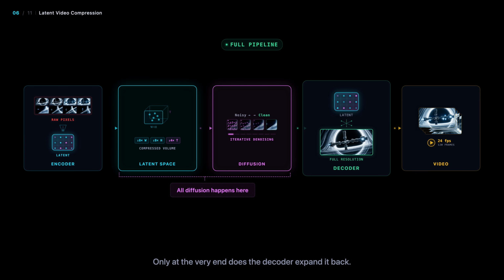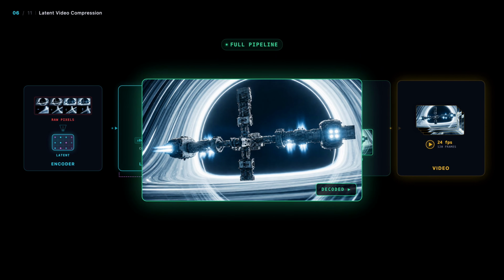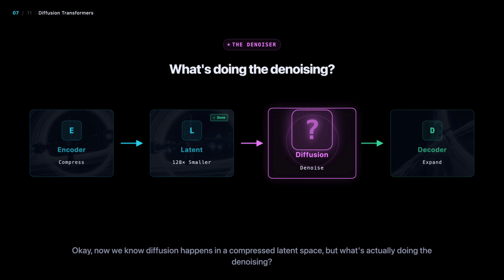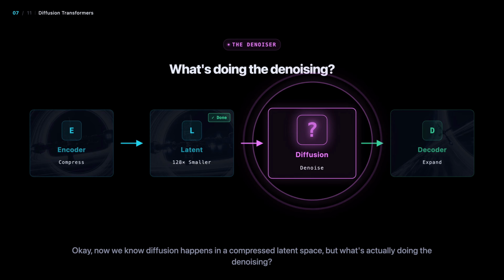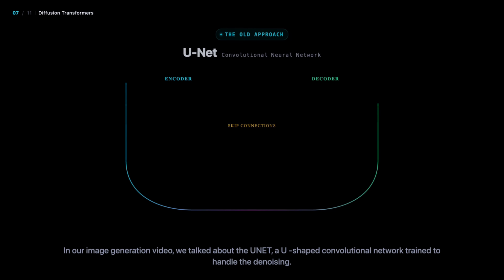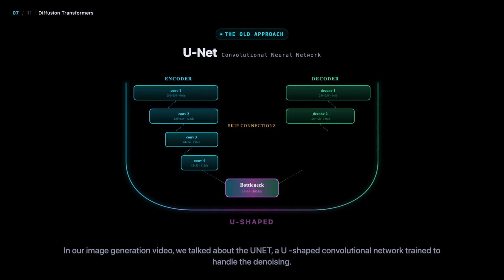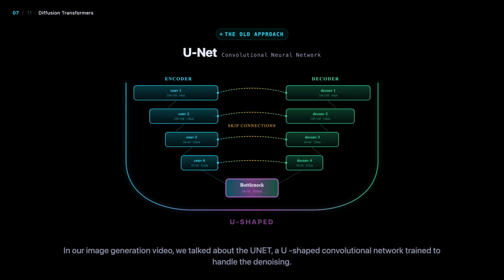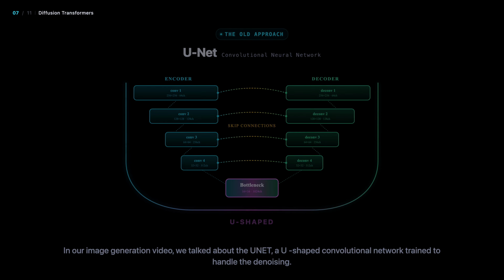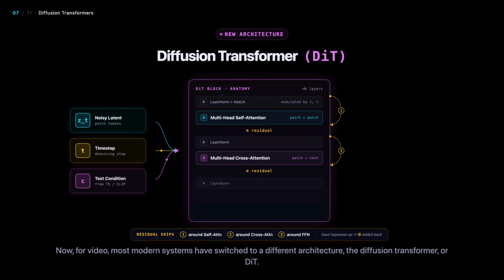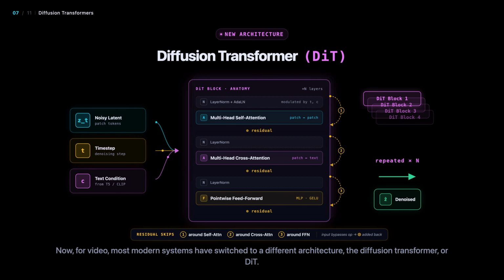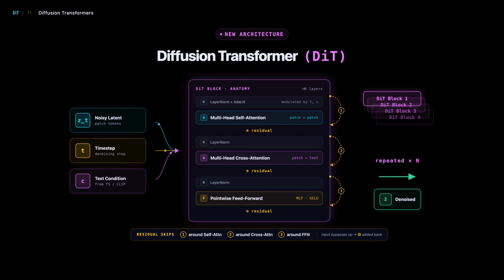Only at the very end does the decoder expand it back into the full video you see. Okay, now we know diffusion happens in a compressed latent space, but what's actually doing the denoising? In our image generation video, we talked about the U-net, a U-shaped convolutional network trained to handle the denoising. Now, for video, most modern systems have switched to a different architecture, the Diffusion Transformer, or DiT.